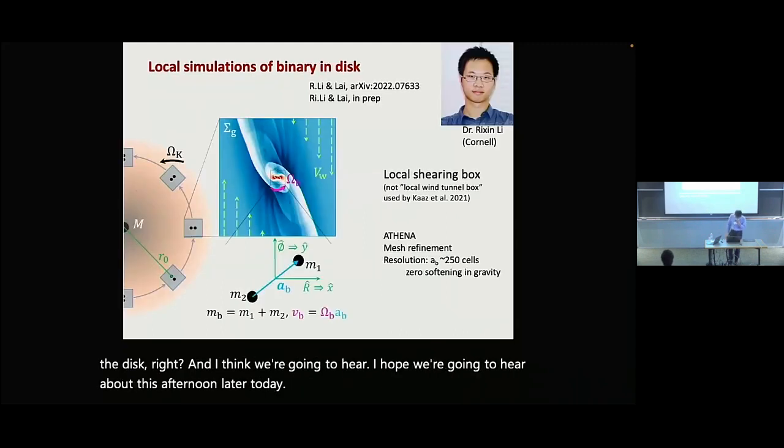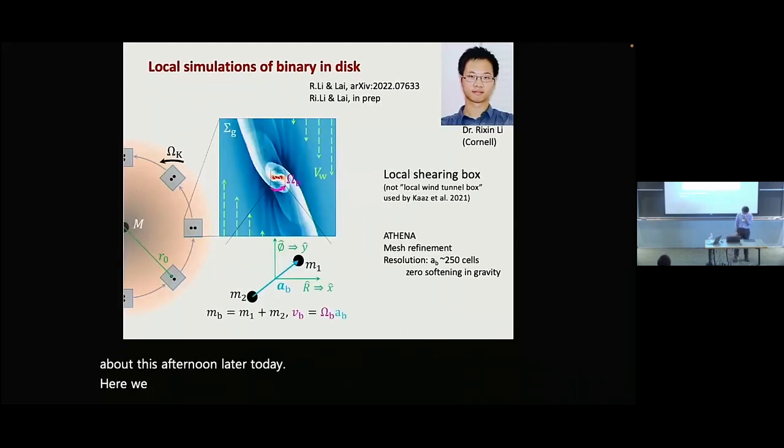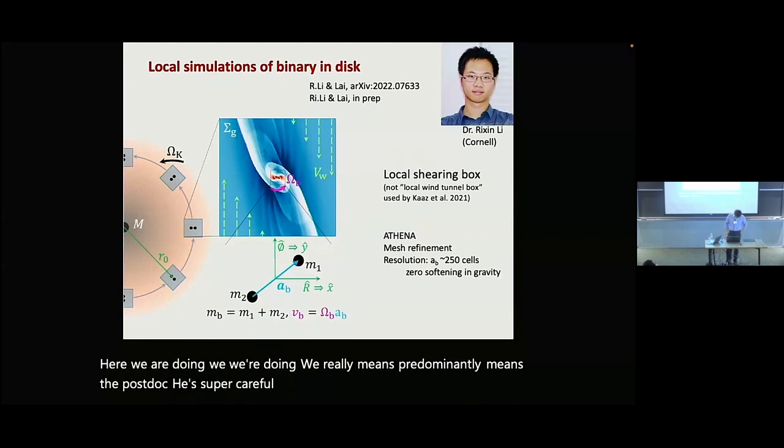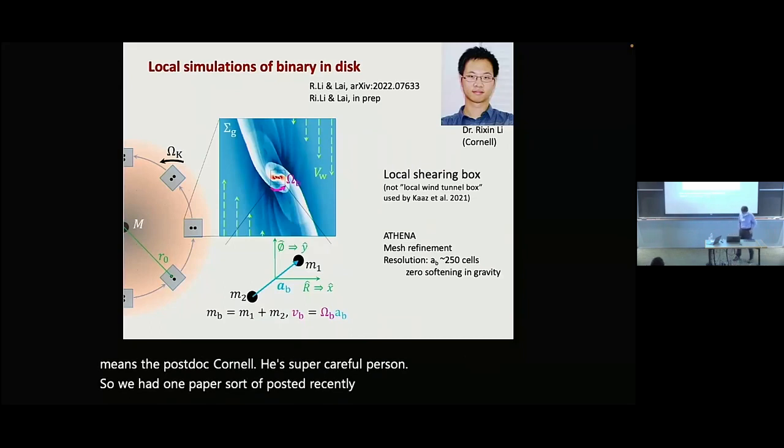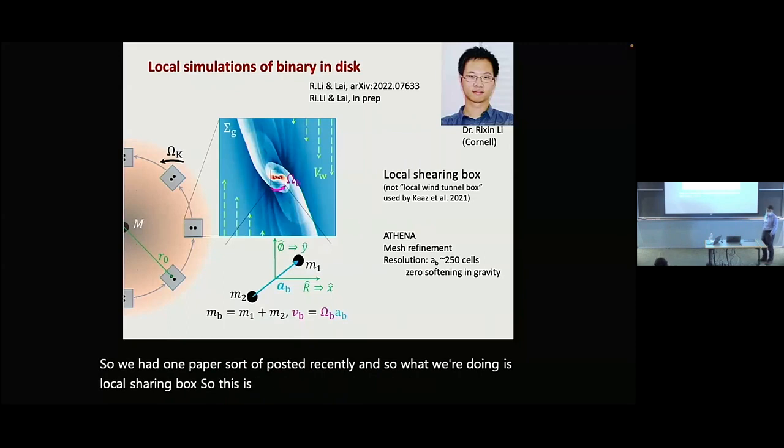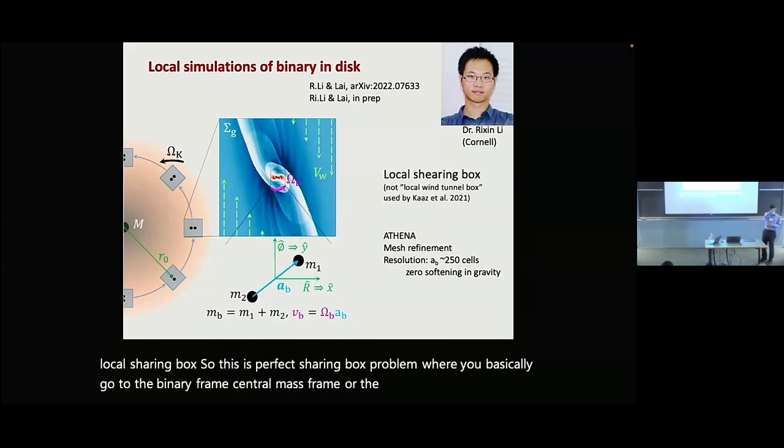Here's what we're doing. We, really, predominantly means Ruxin Li, the postdoc at Cornell. He's a super careful person. Okay, so we had one paper posted recently, and what we are doing is a local shearing box. This is a perfect shearing box problem where you go to the center of mass frame of the binary, moving around the supermassive black hole. You're in the rotating frame, right?